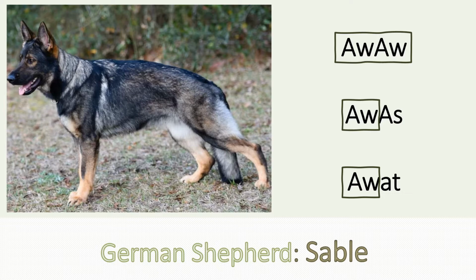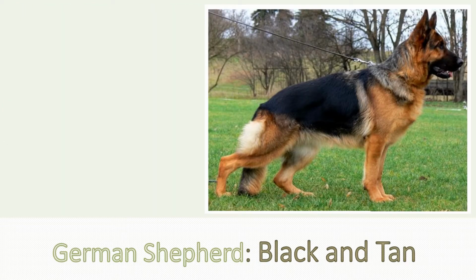So we know that our AW is going to be strongly correlated with our sable shepherd. Okay? Then we will move on to our black and tan shepherds. Black and tan, again, that's going to be our phenotype. Our genotype that we're going to have are capital AS, or we have capital AS, lowercase at.